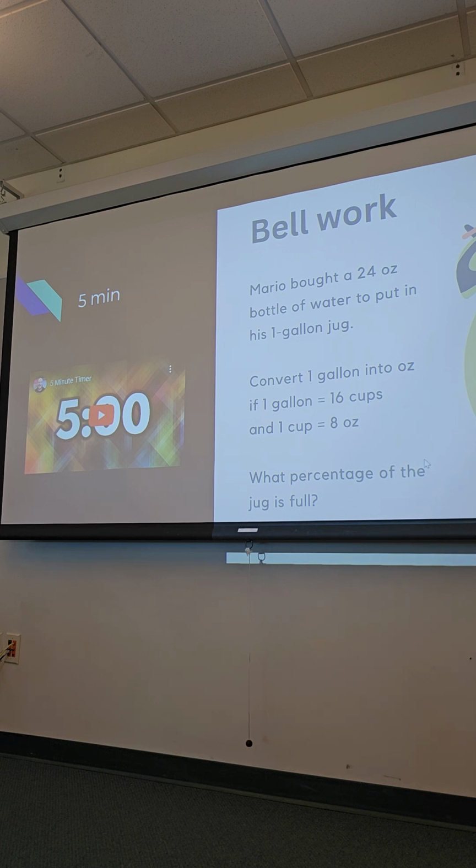Well, you said you bought a 24-ounce bottle of water. Yep. And 8 ounces is 1 cup. So that means 24 would be 3 cups. Okay, so 24 ounces, by ratios. Yep. So you know that 1 cup is 8 ounces, right? Right. So 24 would be 3.